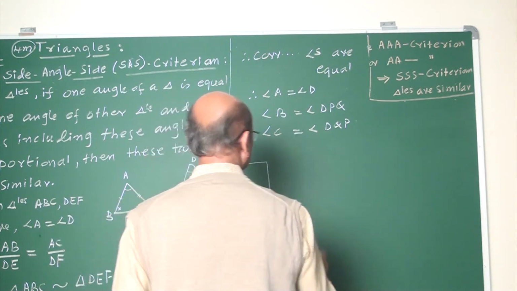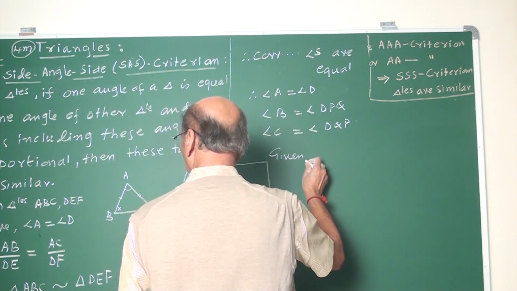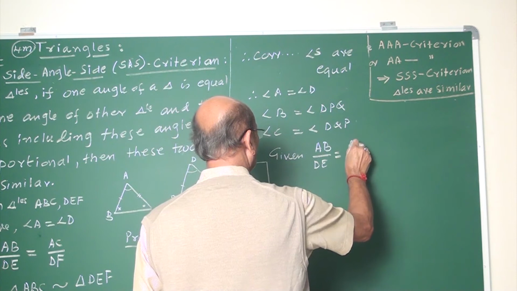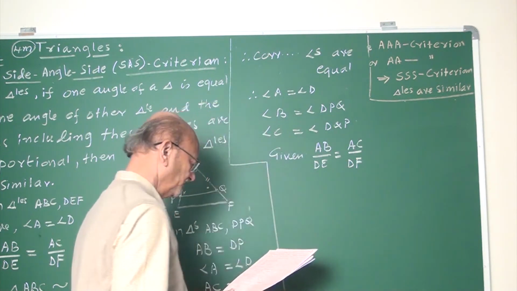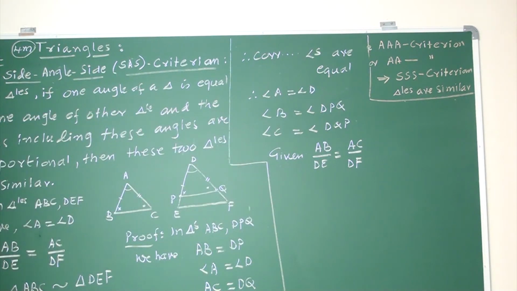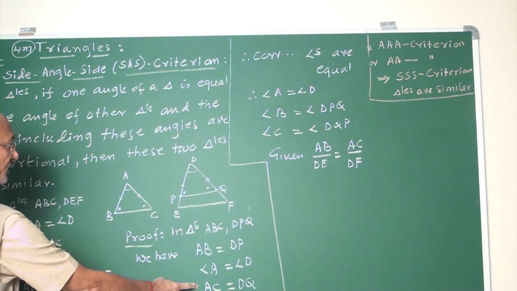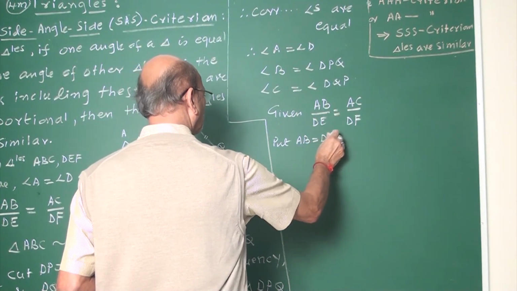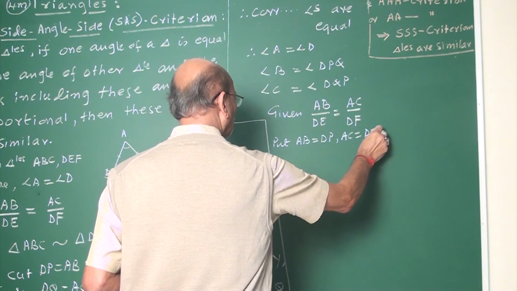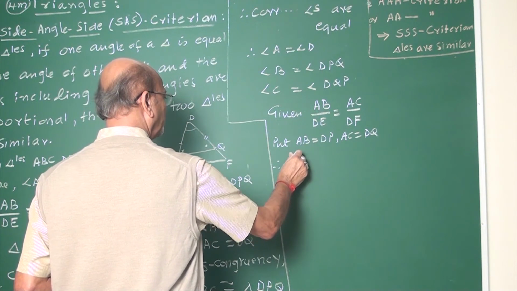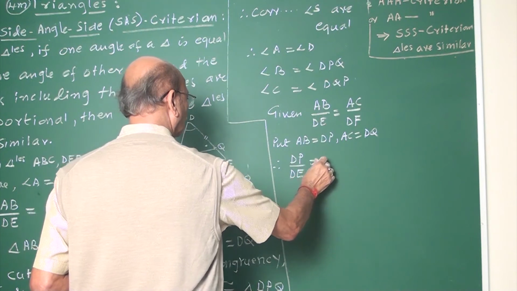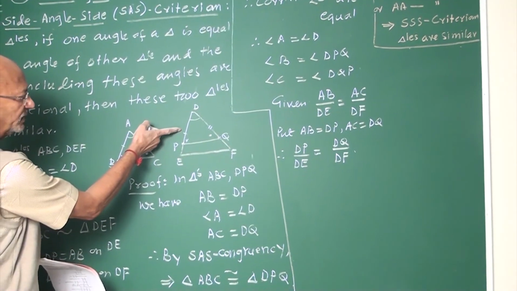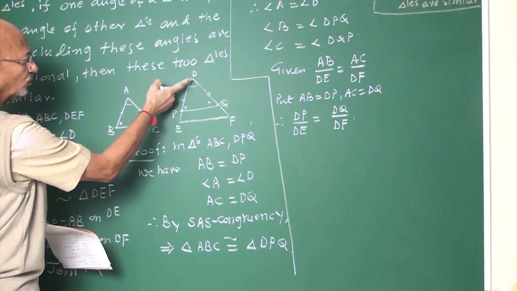Second is this, my friends. Given. Yes. What is given? AB upon DE equal to AC upon DF. This is given. Now, my friends, I use this construction. But what is AB? DP. What is AC? DQ. Substitute. In this you put AB equal to DP and AC equal to DQ. This gives, therefore, DP upon DE equal to DQ upon DF. See, my friends, what it gives. Now, DP upon DE equal to DQ upon DF.